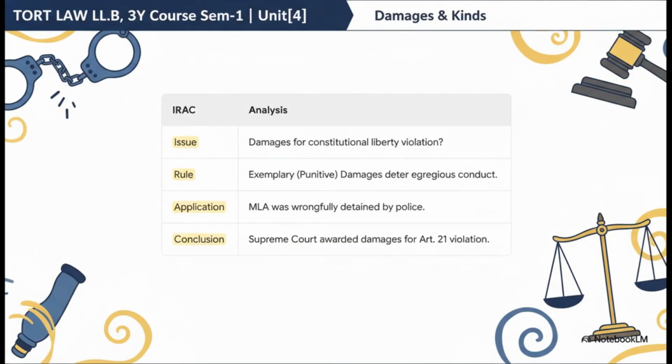Let us analyze the case of Bhim Singh versus State of Jammu and Kashmir, cited as AIR 1986 SC 494. The issue was whether the state could be compelled to pay exemplary damages for an unconstitutional detention. The rule applied was that exemplary, or punitive, damages may be awarded to punish and deter particularly egregious conduct. In this case, an MLA was wrongfully detained by the police, infringing upon his constitutional rights. The Supreme Court concluded by awarding exemplary damages against the state for the violation of Article 21.